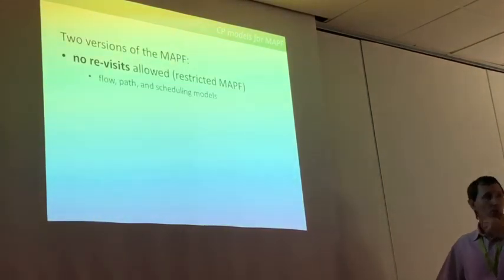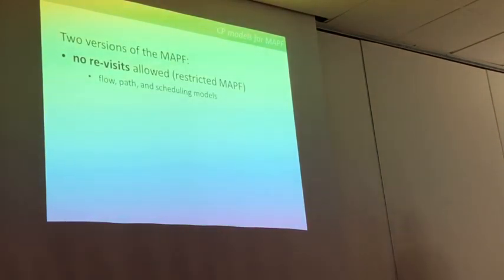Okay, so I will show you two models. One is a model that somehow simplifies the planning stage by assuming that no agent returns back to any node. So revisits are not allowed. You will see the reason.